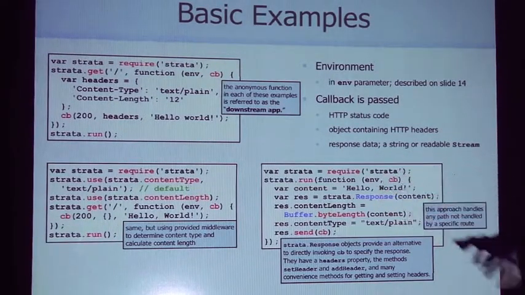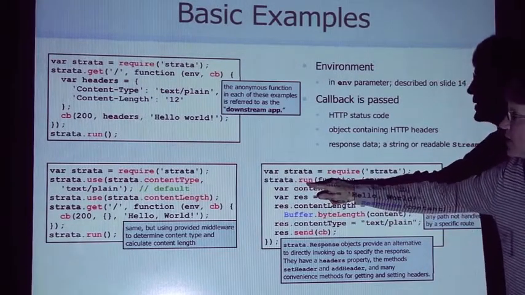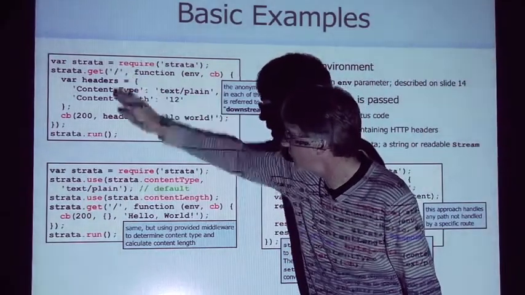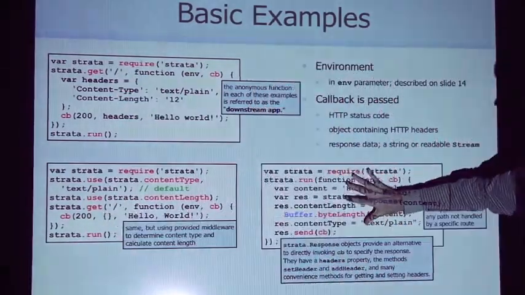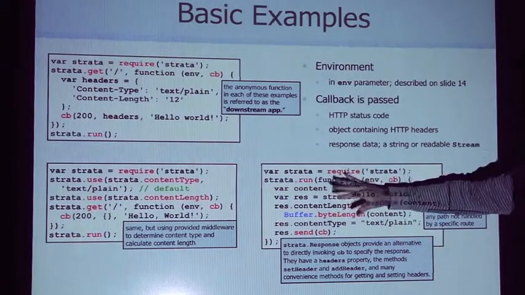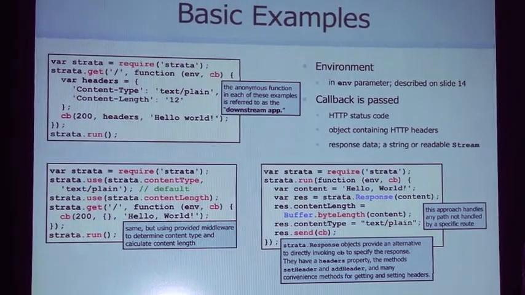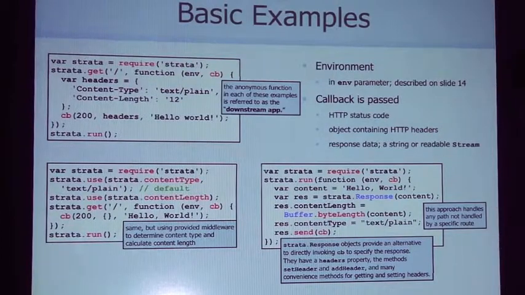Now, what I'm showing in this example is that catch-all function, strata.run. So if I don't have any route specified, here I'm specifying a route, and here I am. But in this example, I have no routes, so the catch-all will come into play. And it's very similar, it's just that you have a little bit more work to do, and you get some added flexibility for that extra work.